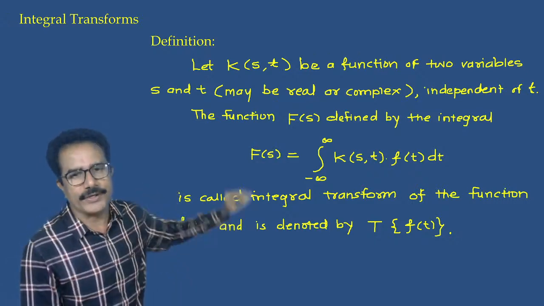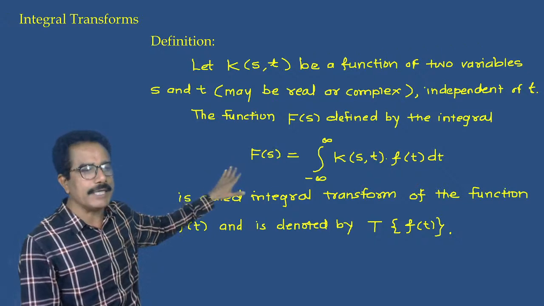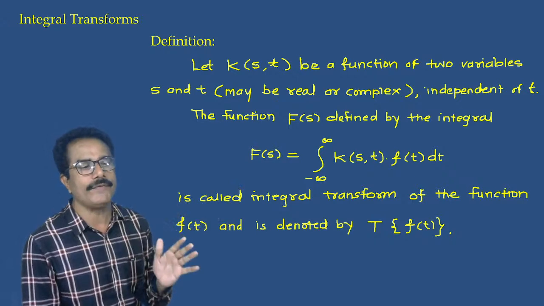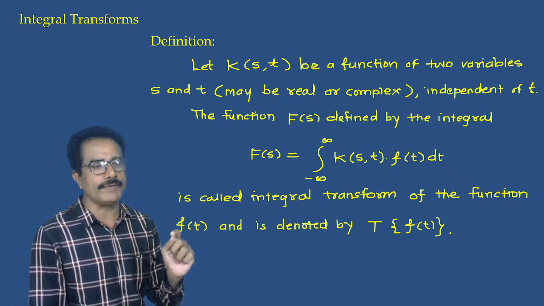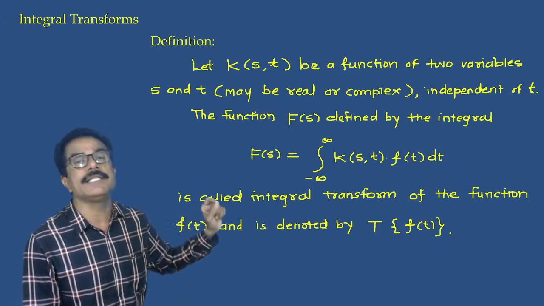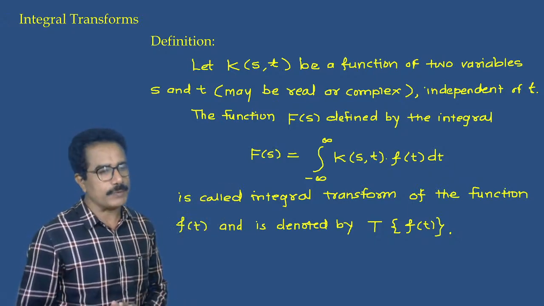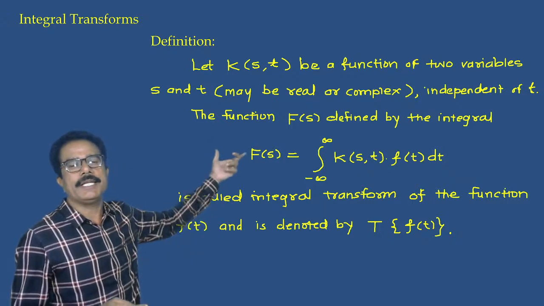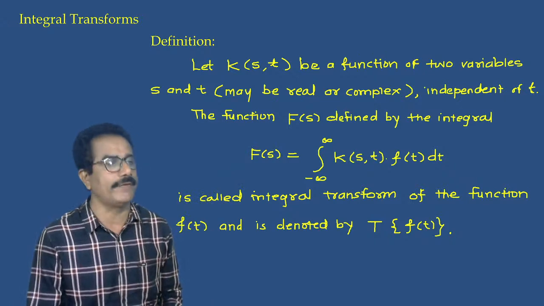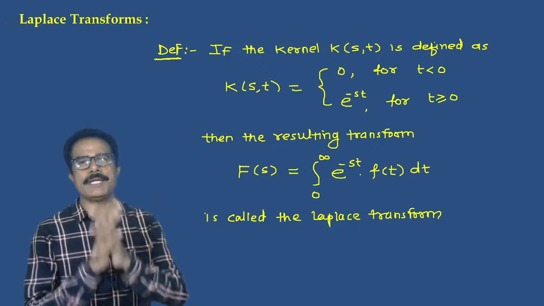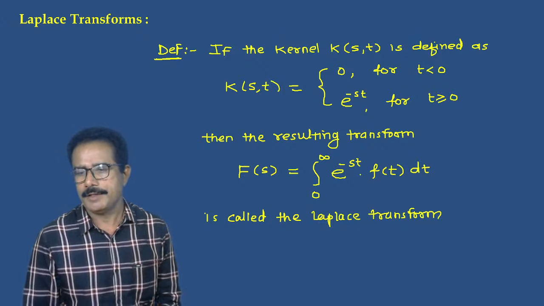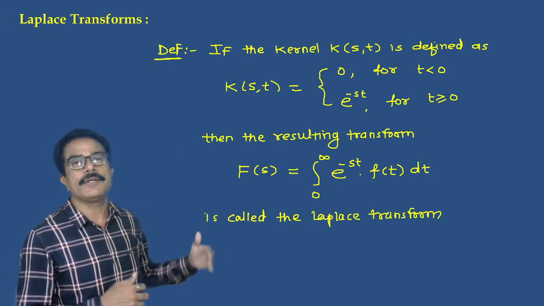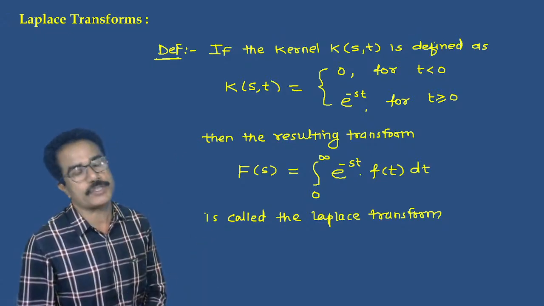The basic definition for the integral transform is capital F of s is equal to the integral from minus infinity to plus infinity of k of s comma t into small f of t dt. Here in this case, k is called the kernel of the transformation, f of t is the given function, and capital F of s is called the transformed function. Now, by the proper choice of the kernel, we can take different types of transformations.